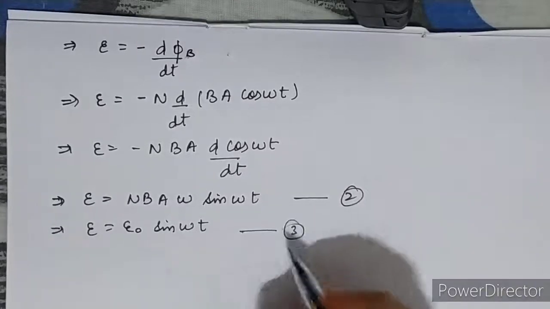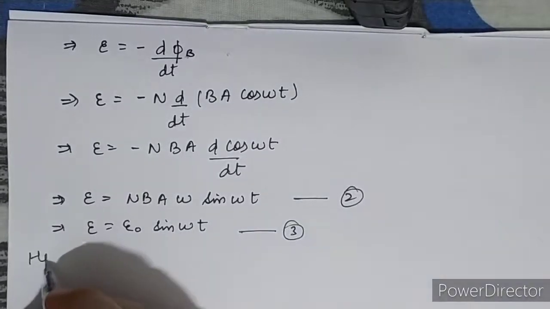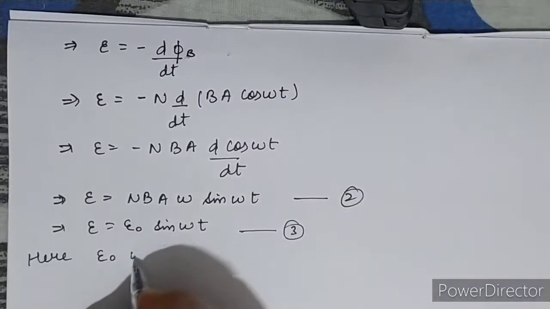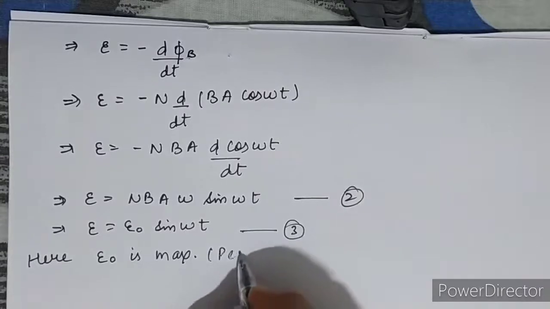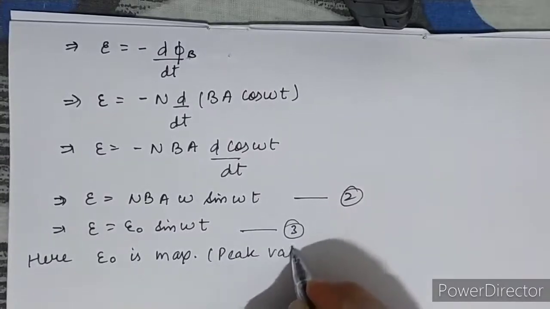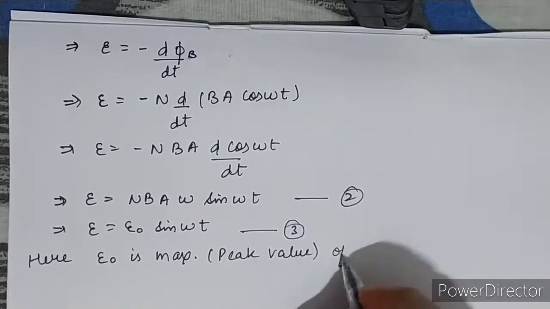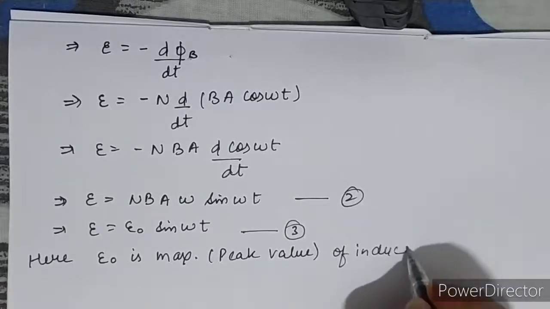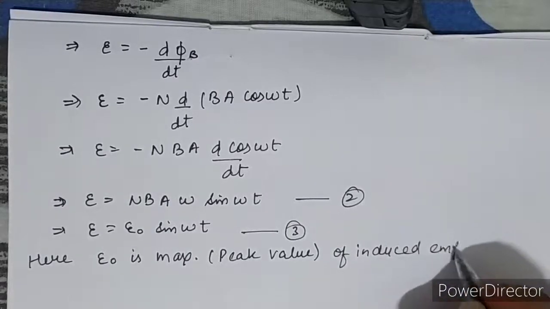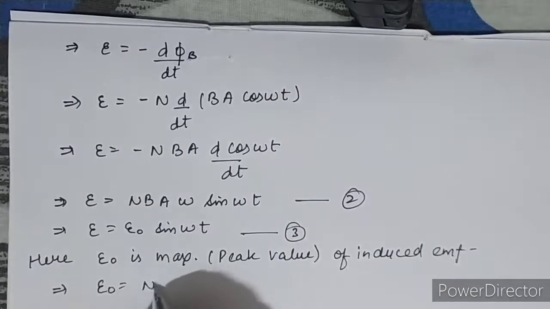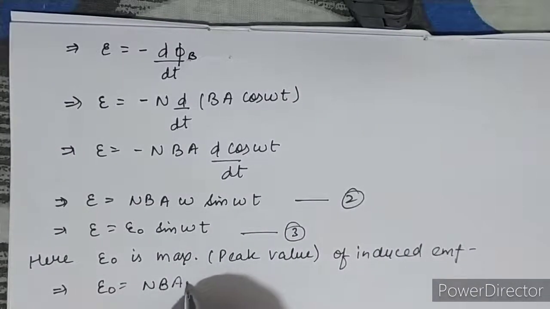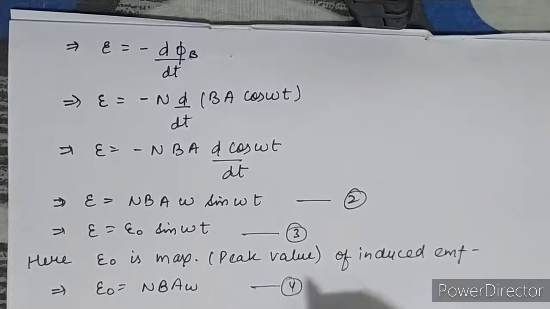Equation number 3. So here E naught is the maximum, we can say the peak value of induced EMF, that is E naught is equal to NBA omega. Equation number 4.